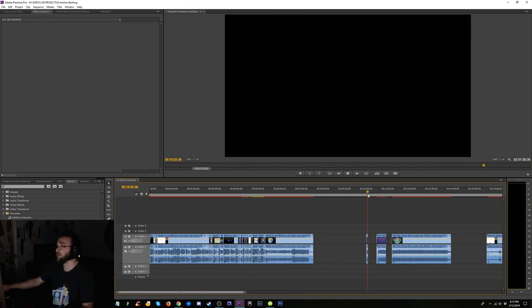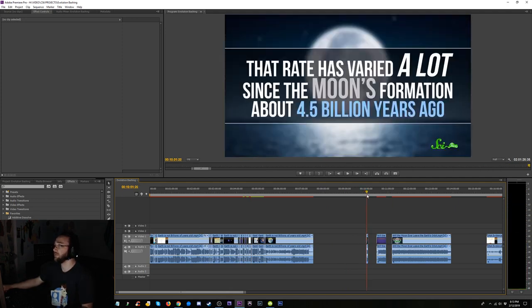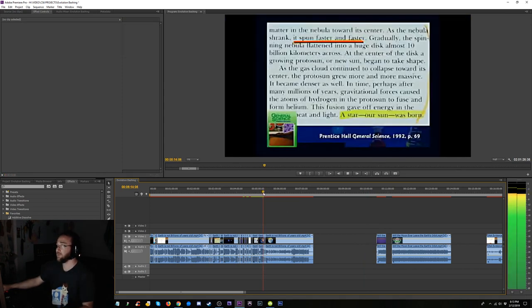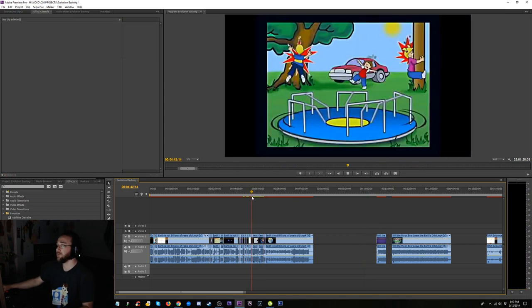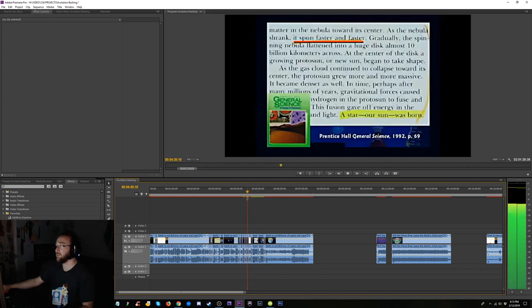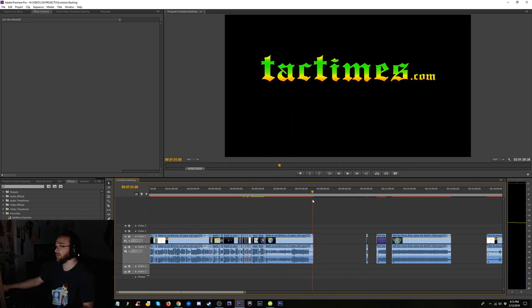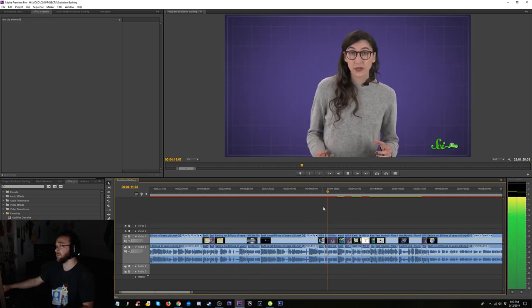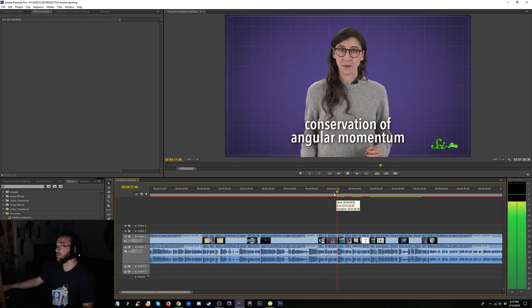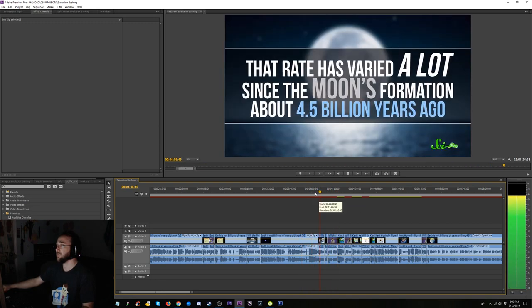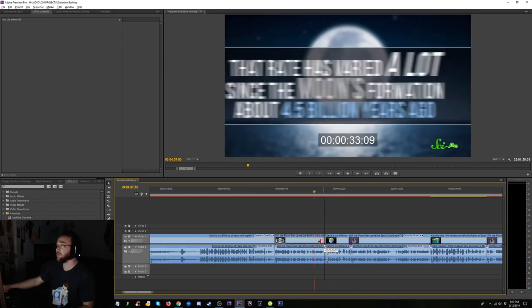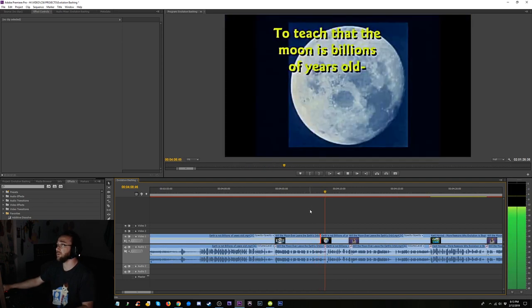What's this here? 4.5 billion years ago. That varied a lot since the moon's formation. I think we already have that part. One day it exploded. Until then... Spinning objects spun faster and faster. Wait, where did that go? That's just stupid, okay? It can't be true. The reason it's moving away is angular momentum. Varied a lot since the moon's formation about 4.5 billion years ago.